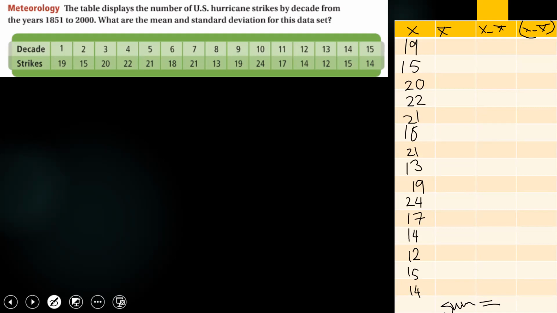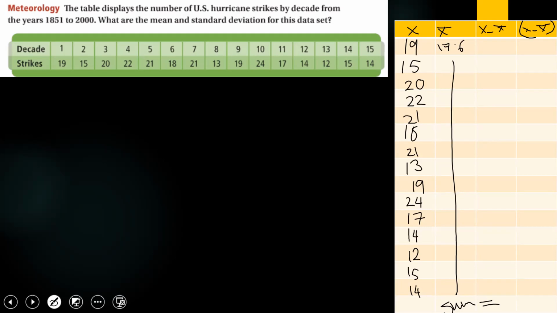Teacher, how many of them are there? 15. They are 15. The mean is 17.6. So here all of them is 17.6.